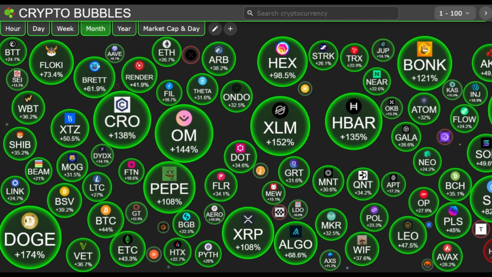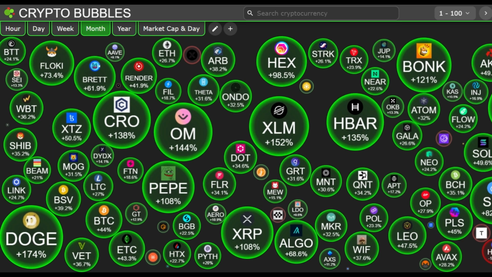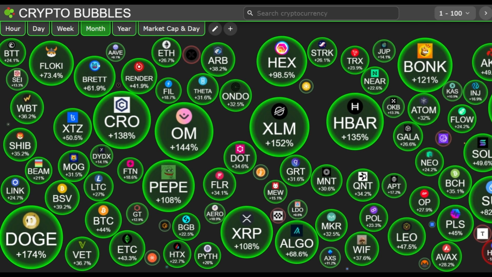Personally, if you had a little bit, I would just throw it all in one of these coins. That is not financial advice. Just keep in mind that I'm not a financial advisor.